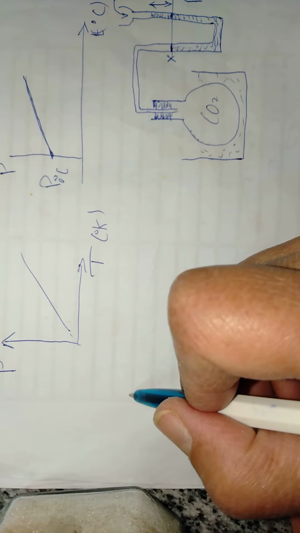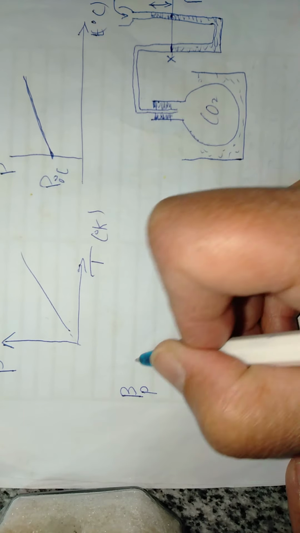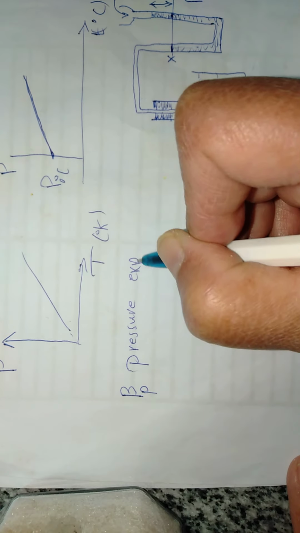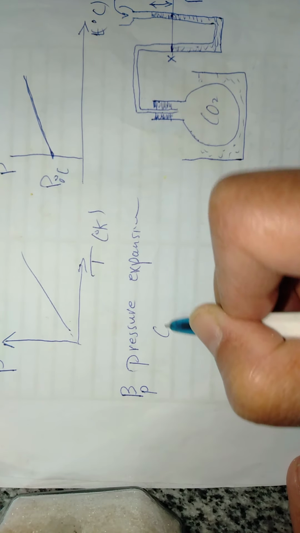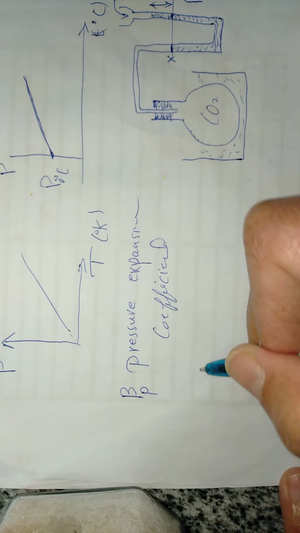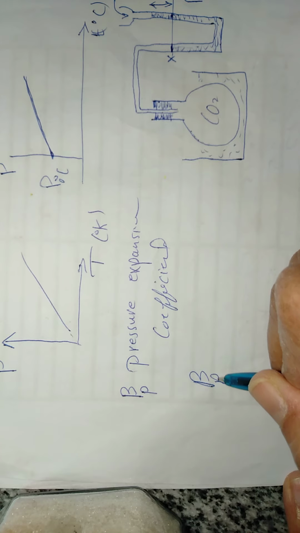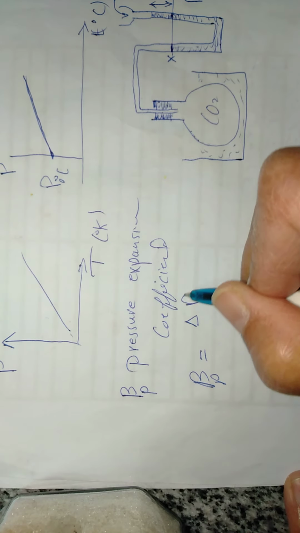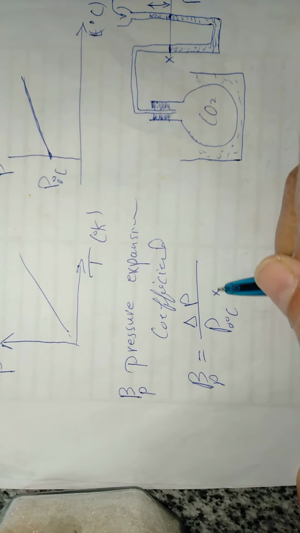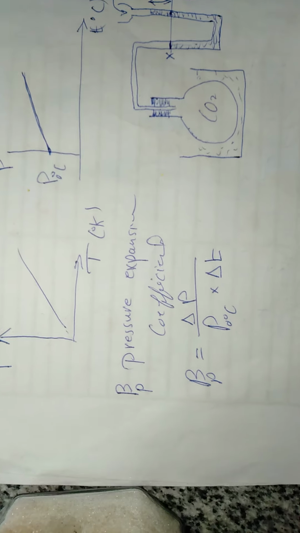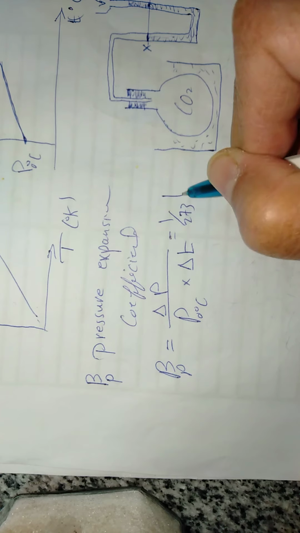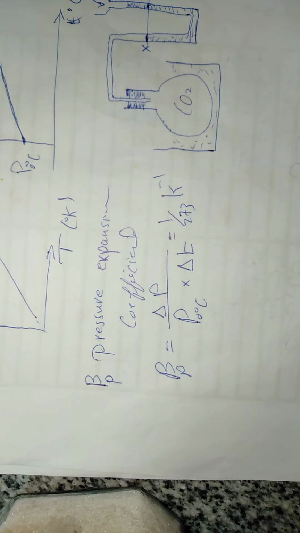From this we get beta P, which is the pressure expansion coefficient. Pressure expansion coefficient, it is the same: beta P equals the increase in pressure per pressure at 0 Celsius for each increase in temperature by 1 degree Kelvin. And they also found that it is equal to 1/273 Kelvin^-1, as the volume expansion coefficient.